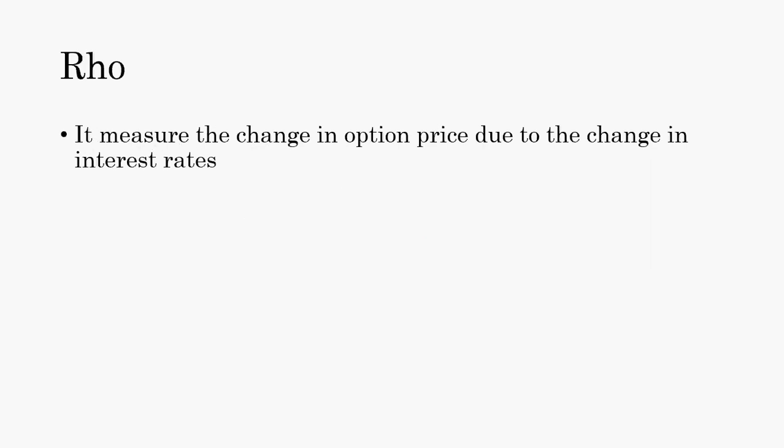The final Greek that we're going to look at is rho. Rho generally talks about if the interest rate changes by 1%, what will be the impact of it on the option price. Compared to other option Greeks, this is a Greek which is not given too much of an importance. So all that you have to remember is that this talks about the impact of interest rate on the option price.